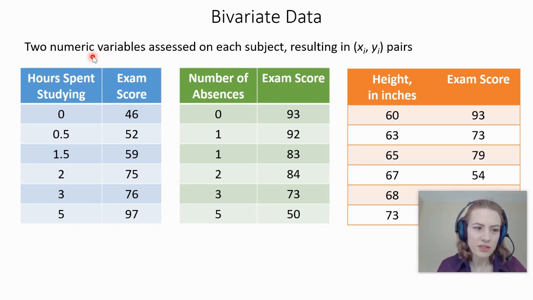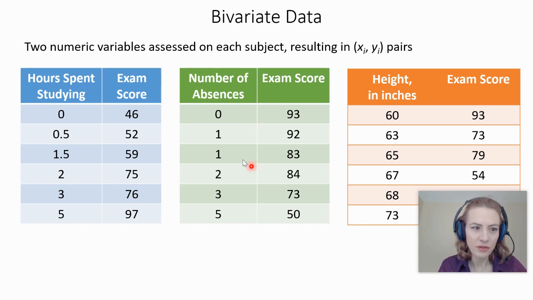So let's say we're interested in how students do on an exam. One of the variables is their exam score. And then we're going to look at the relationship to a couple other variables. One might be how long they spent studying in hours. This is fictional data, by the way. Another variable that might help explain their exam score is how many classes they were absent for. And then a third variable would be each student's height in inches.